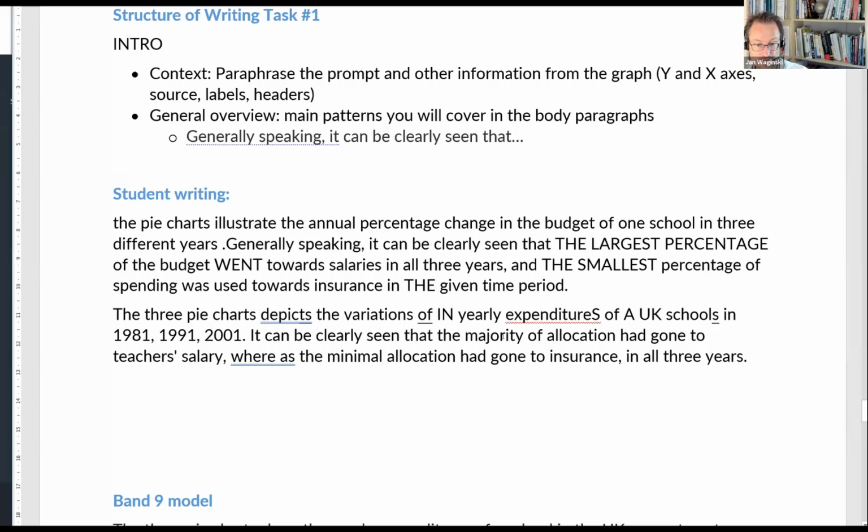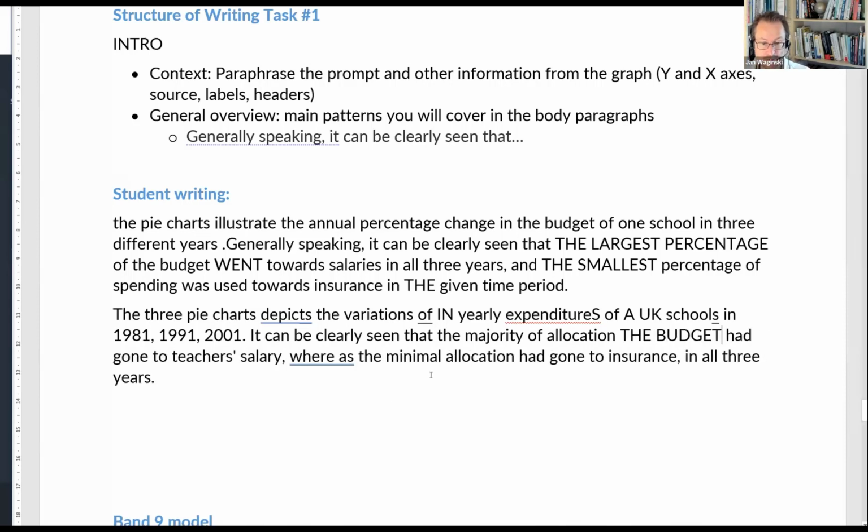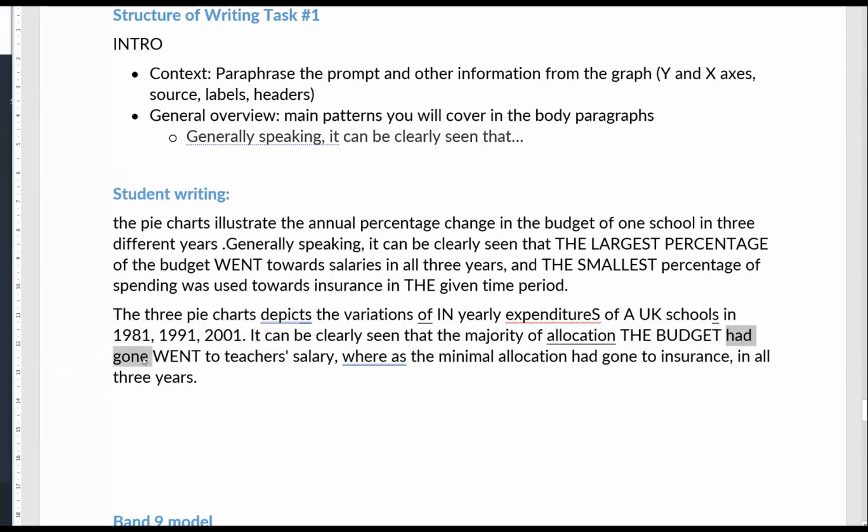Okay, clearly see that the majority of the budget, it's just not used this way, that's all. Majority of the budget went to. No need for past perfect here, because you're not comparing 2 past times, you're just talking in general. Went to teachers' salaries, plural. Okay. Whereas is 1 word.